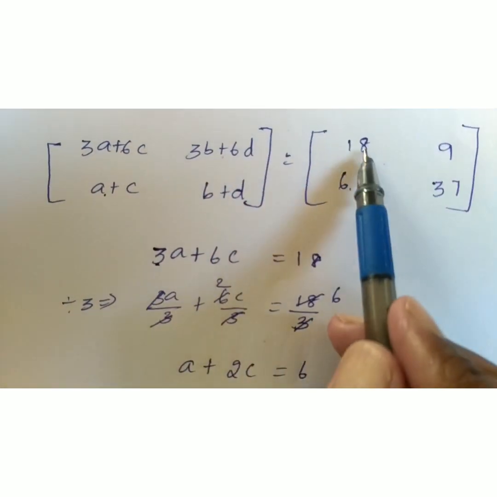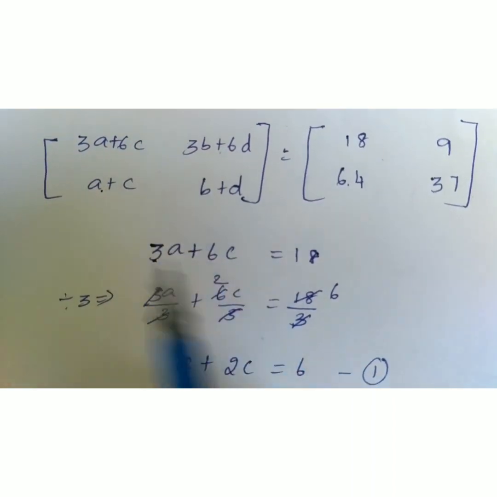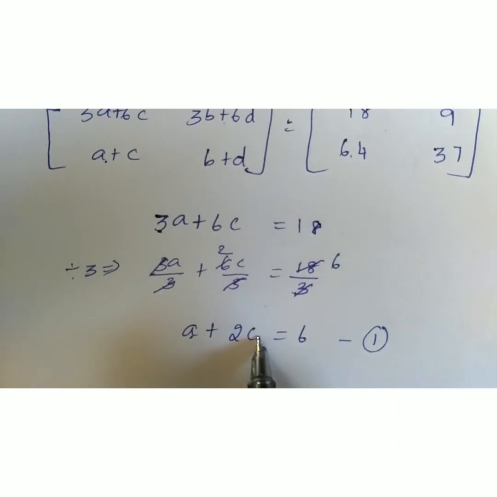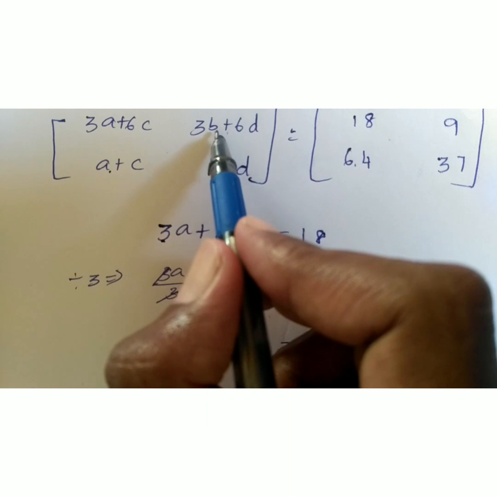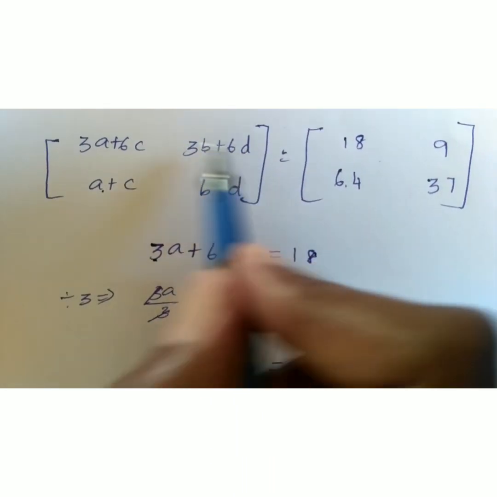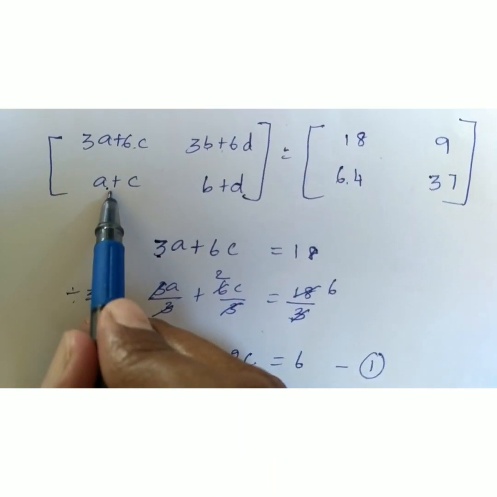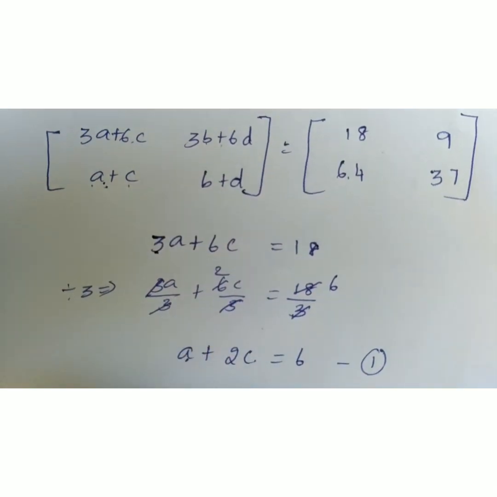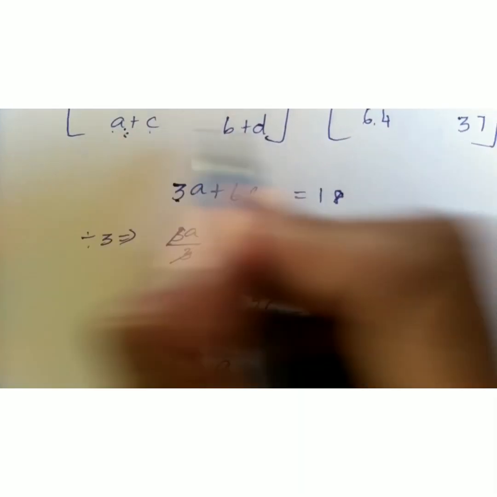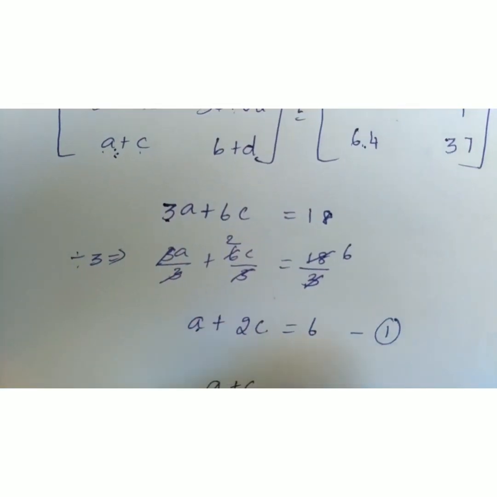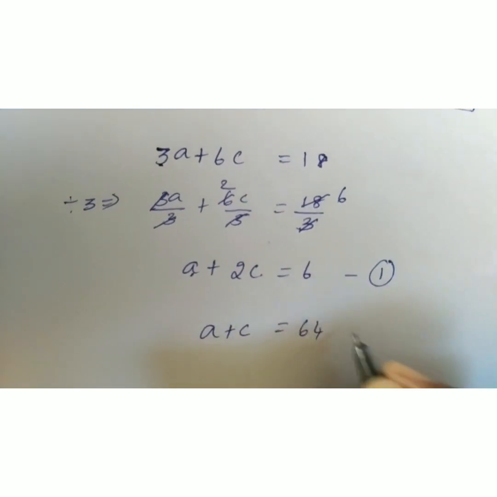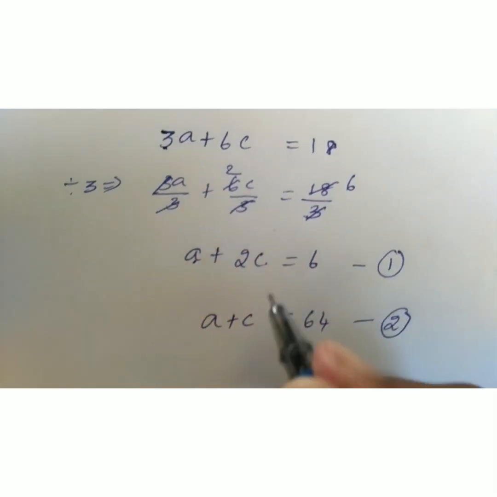Now equate the third element and third element. Why we cannot equate the second and second? In this first equation we have the variables A and C, but in the second element we have the variables b and d, different variables, but the third element has a and c. So equate the third element and third element: A plus c equal to 64. This is equation 2.